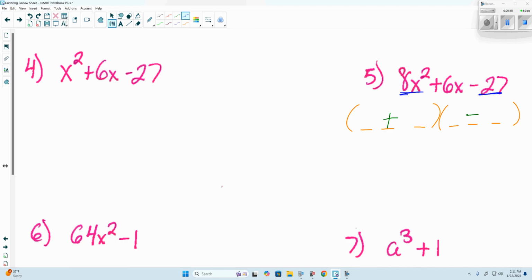And then we'll move on to our first and third term. Now the first term, 8x squared, well, the x squared will be x and x. Now factors of 8: 1 and 8 and 2 and 4. Which one do we want to try first? 2 and 4. Factors of 27: 1 and 27, 3 and 9. Which of these factors do we want to try first? 3 and 9.